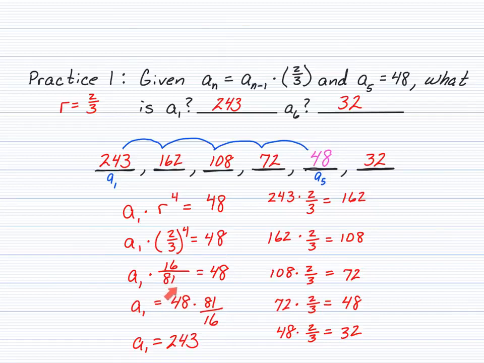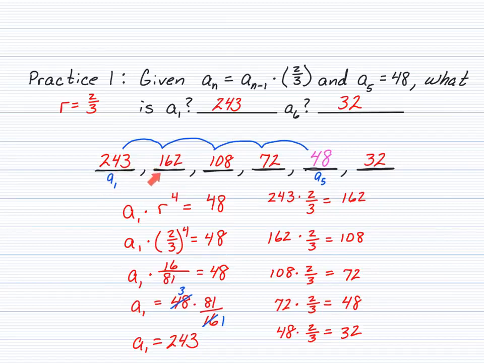Multiply both sides by 81 over 16. Now, you can reduce this thing if you think about 16 goes into 16 once, 16 goes into there 3 times, then you're just multiplying 3 times 81, which is 243. That means our first term is 243.